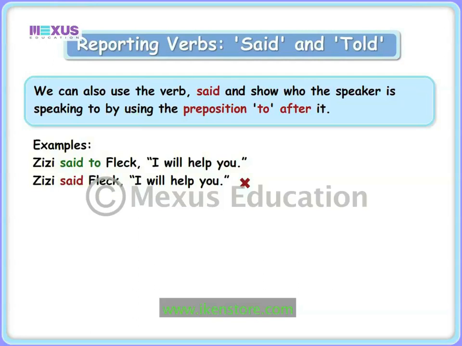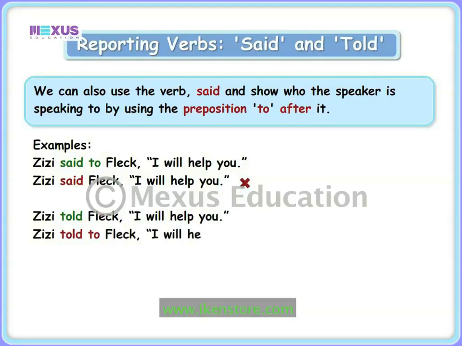We can also say, Zizi told Fleck, "I will help you." We cannot say, Zizi told to Fleck, "I will help you," since we cannot use the preposition to along with told in this way. Now that we have understood the main elements of direct speech, let's move on to indirect speech.